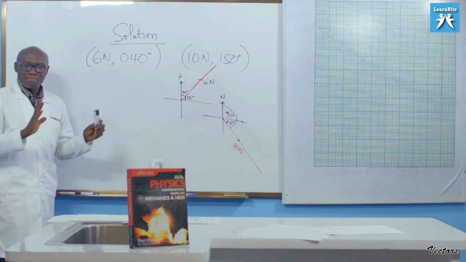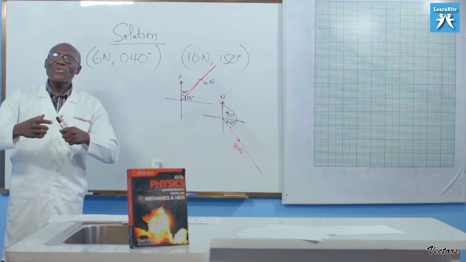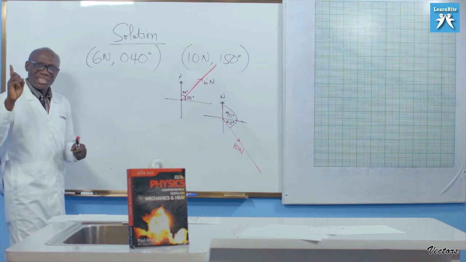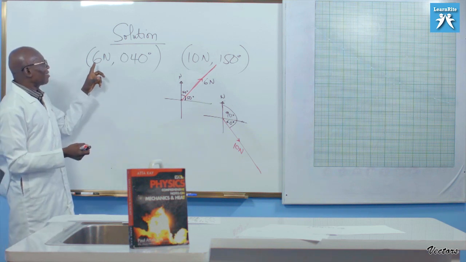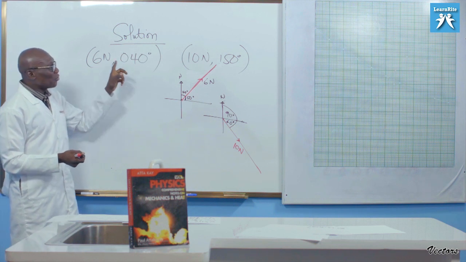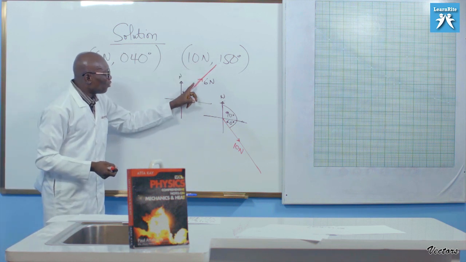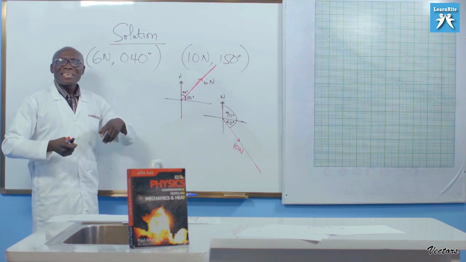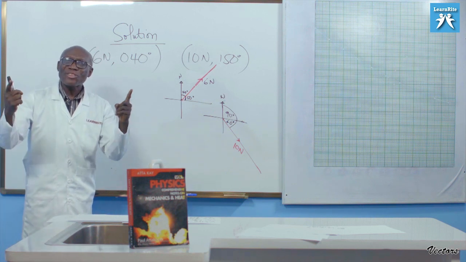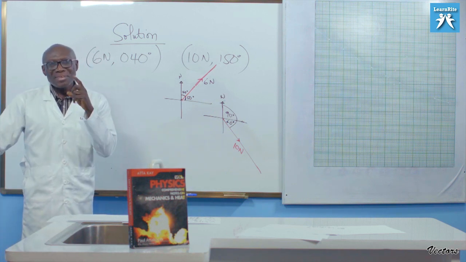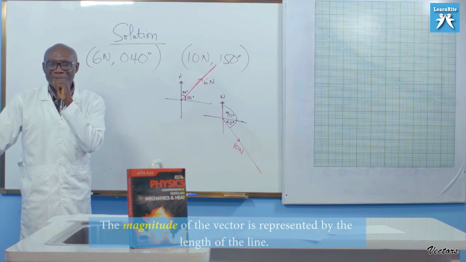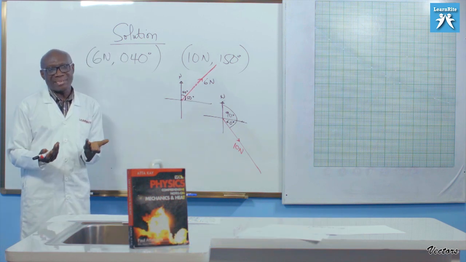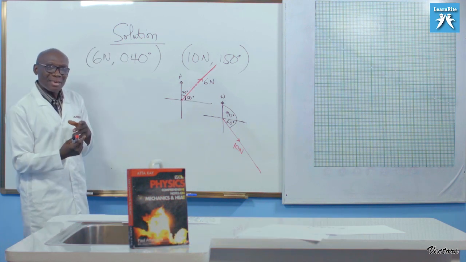We want to solve this question. So we have to draw the vectors individually. And we have done that. Now watch carefully. Because the magnitude is 6 and this one is 10, this line should be shorter than this. In other words, this line should be longer than this. Do you remember we said the length of the line is representing the magnitude? So there's no way I can draw this one to be longer than this. I can't do that.